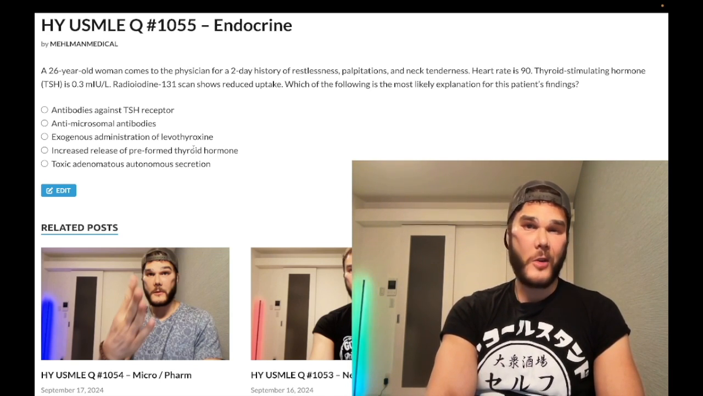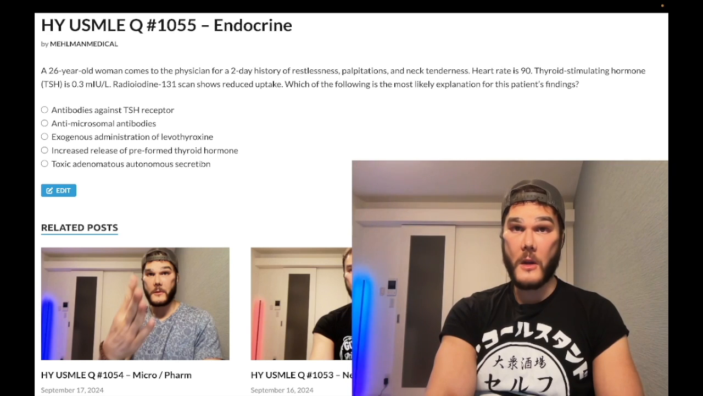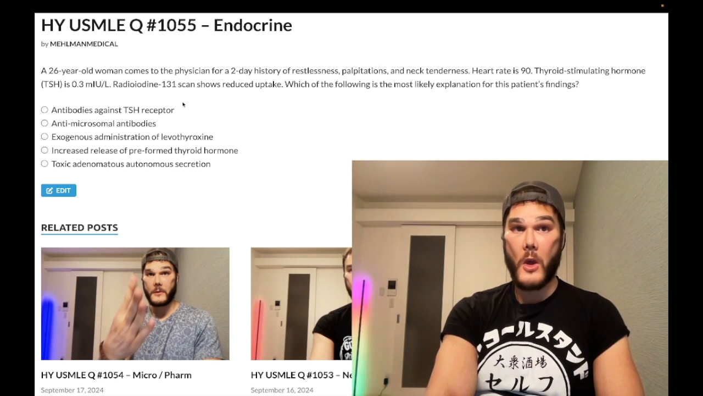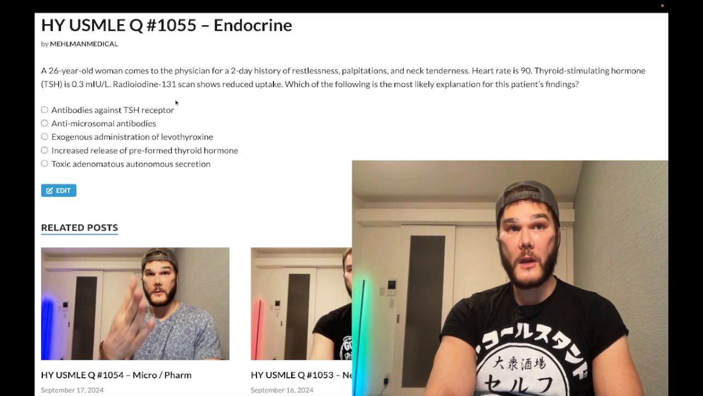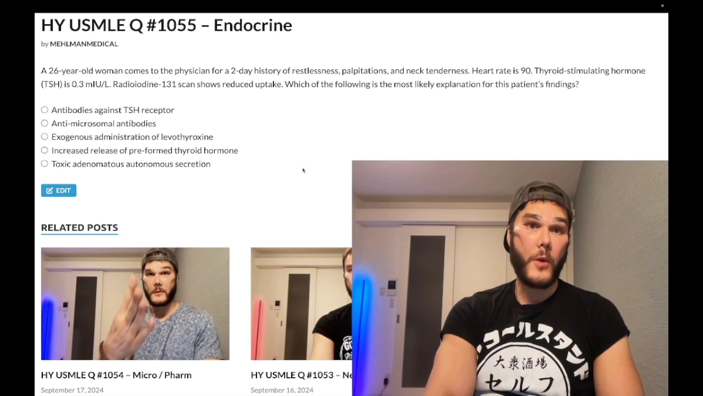So high yield point, let's look at the final answer choice, toxic adenomatous autonomous secretion, very verbose answer choice, wrong fucking answer. This would refer to a toxic adenoma. Okay, so toxic adenoma, although hyperthyroidism, we'd have suppressed TSH, we would have a radioiodine uptake scan showing increased uptake into a focal area of a nodule. Wrong fucking answer.